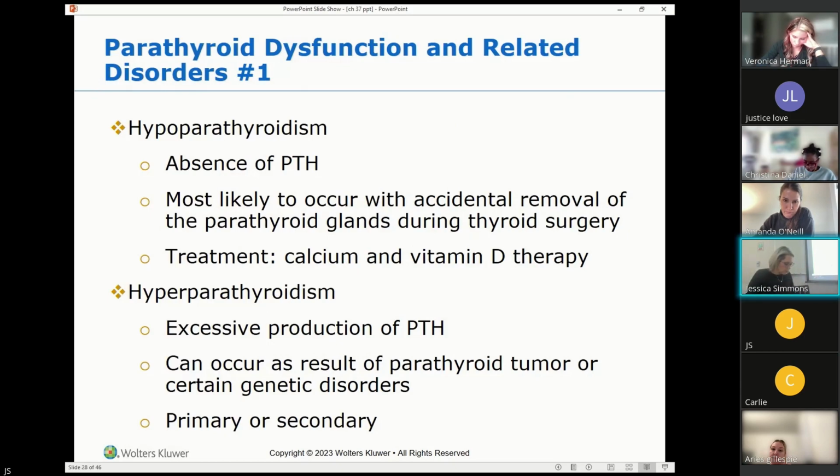Hypoparathyroidism is the absence of PTH, most likely to occur with accidental removal of the parathyroid glands during thyroid surgery, which I've said multiple times. The treatment is calcium and vitamin D therapy. For hyperparathyroidism, this is excessive production of parathyroid hormone. This can occur as a result of a parathyroid tumor or certain genetic disorders, and can be primary or secondary.